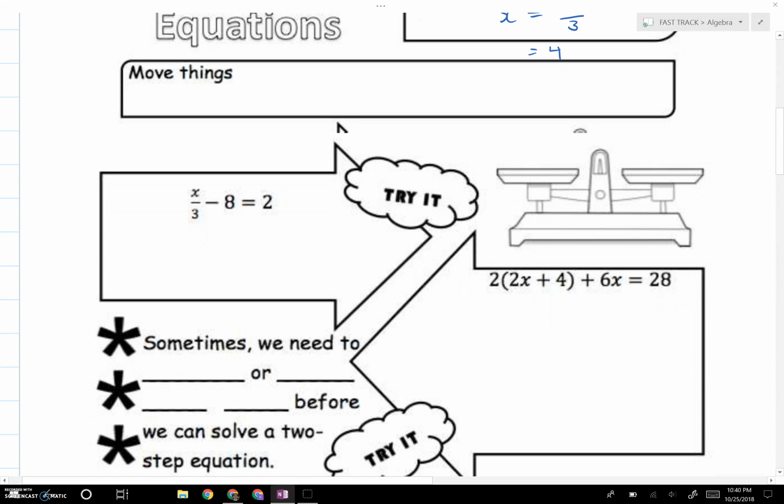Here, let's try this one. If I think about this one, it's x divided by 3 minus 8 equals 2. So I want to go backwards. The last thing I said was subtract 8, so I'm going to add 8 to the other side. So it's x divided by 3 is equal to 2 plus 8, which is 10. And then the opposite of dividing by 3 is multiplying by 3. So x is equal to 10 times 3, which is 30.